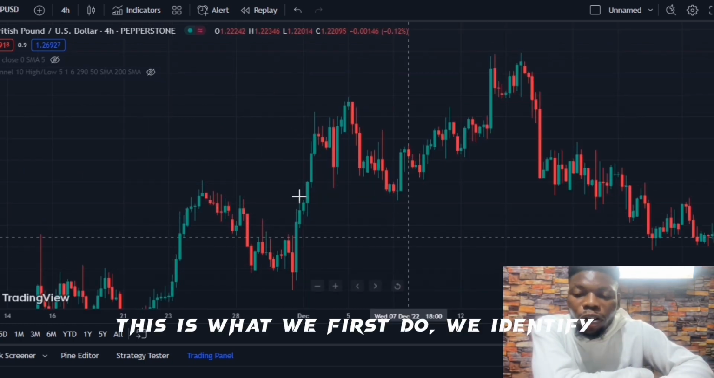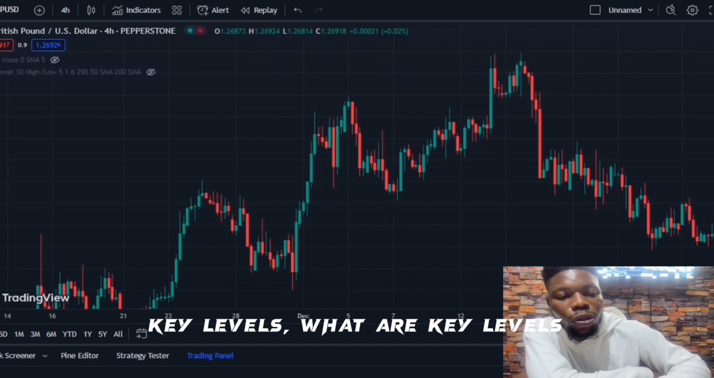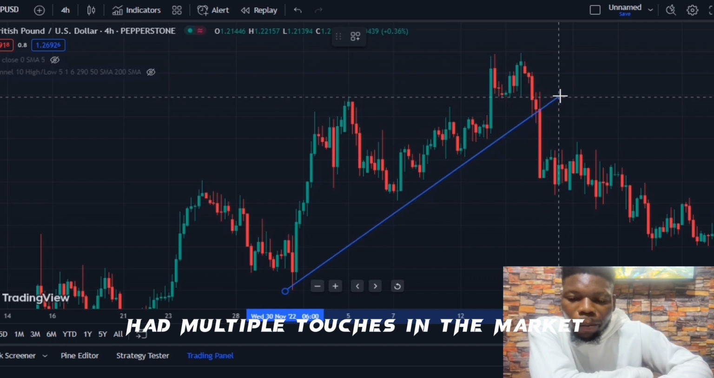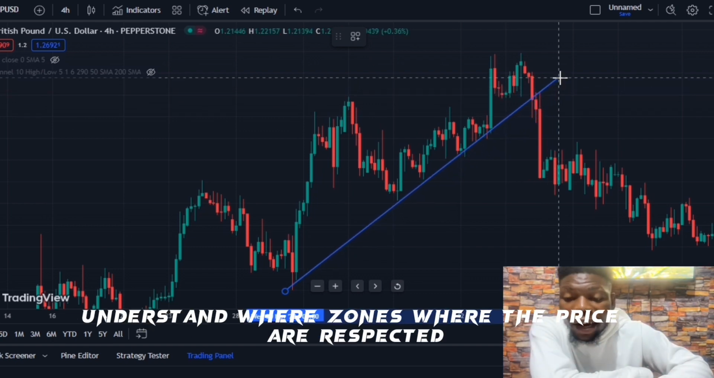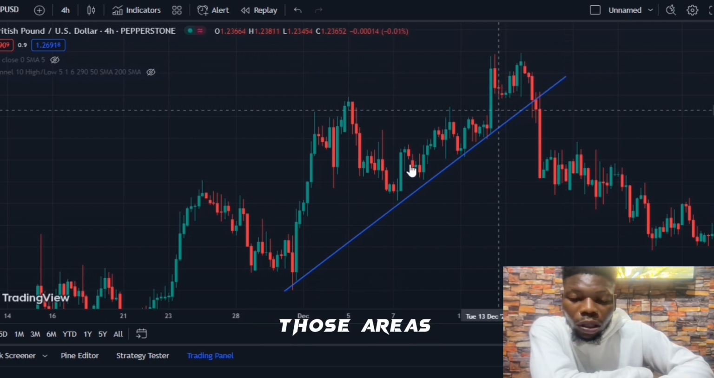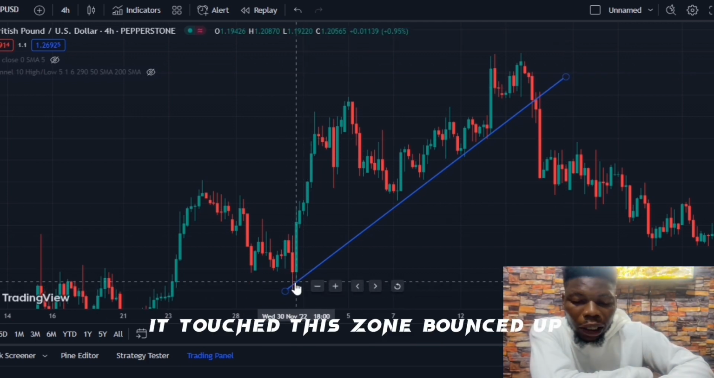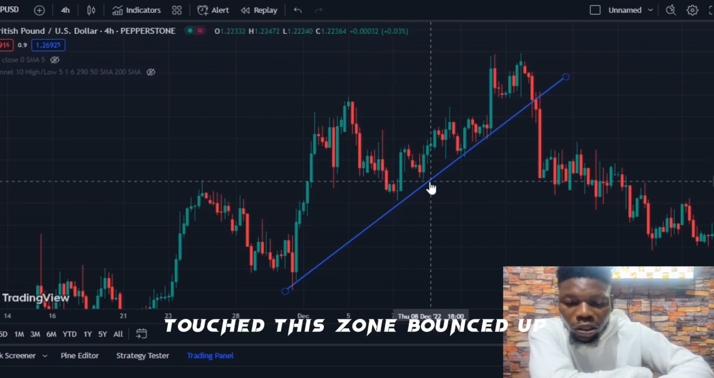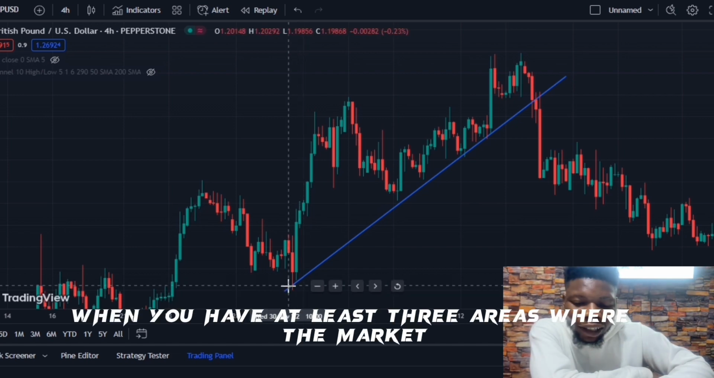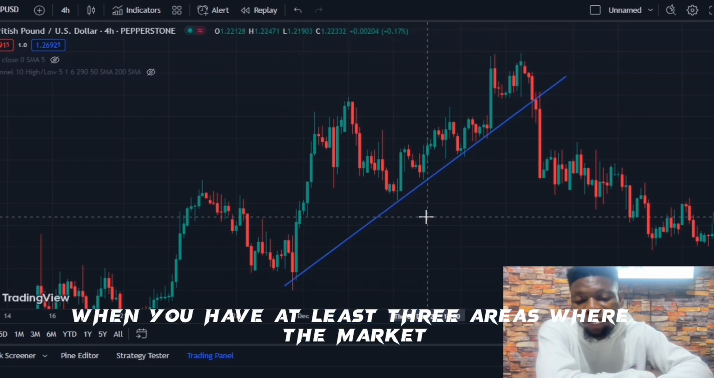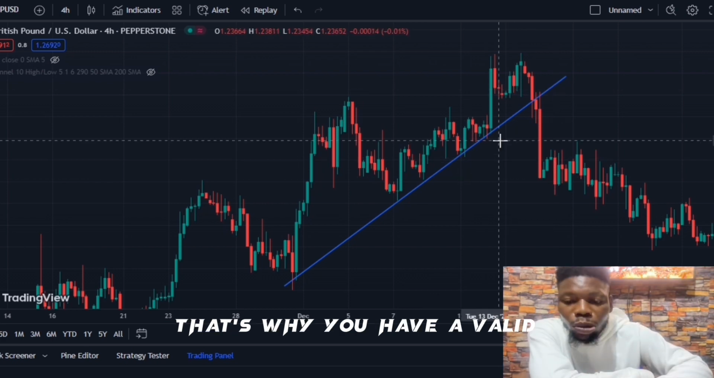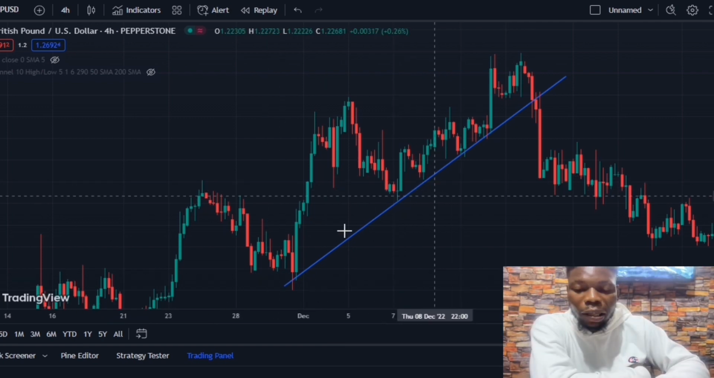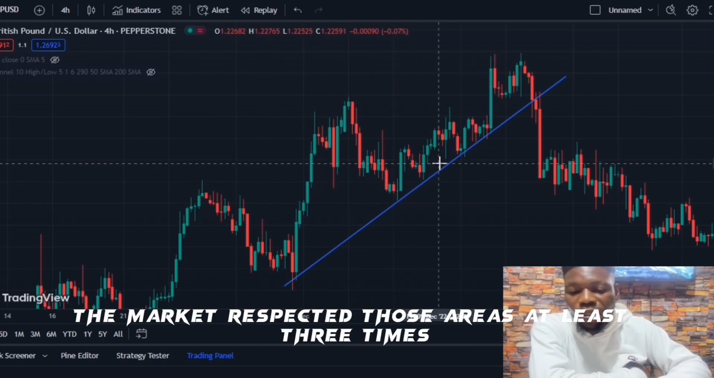This is another example. So what we first do, we identify key levels. What are key levels? Areas where the price had multiple touches in the market. You understand? There are zones where the price respected those areas. That's what we identify. It touched the zone, bounced up. It touched this zone, it bounced up. Touched the zone, it bounced up. What did I tell you guys? When you have at least 3 areas where the market respected on the trend line, that's when you have a valid key level. You understand? Areas where the market respected those areas at least 3 times. So that's a key level.